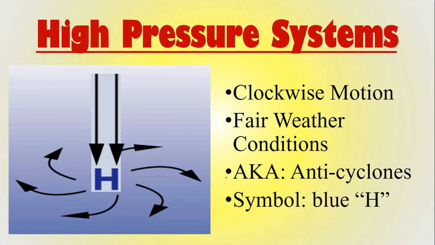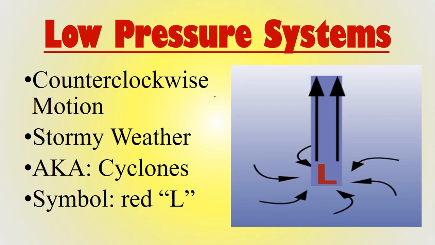We also call these anticyclones, and when you look at a weather map, it's going to be a blue H, or if there's no color, it's just an H. If you notice, it goes in a clockwise motion and the air is going down. High pressure, that's a high pressure system.